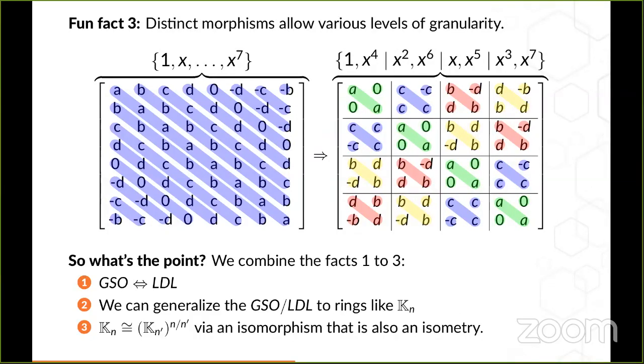What we are going to do in our algorithm is to combine the facts 1, 2, 3. The first fact is that the GSO is equivalent to the LDL, so we will only work in the LDL. The second fact is that it's easy but tedious to generalize the GSO and the LDL to rings like K_n. And finally, K_n is isomorphic to K_n' to the power of n/n' via an isomorphism which is also an isometry, and so it will preserve the norm, which is good for us.